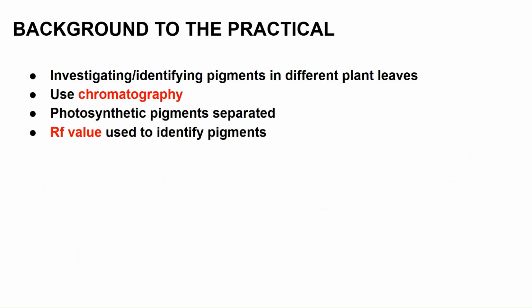Right, so first off, just a little bit of background to the practical. The purpose of it is to use chromatography, or more specifically paper chromatography, to investigate and identify pigments in different plant leaves, because as you'll know, there are loads of different types of pigments that exist in a single plant, so that they can capture light at different wavelengths. So you use chromatography to identify these pigments.